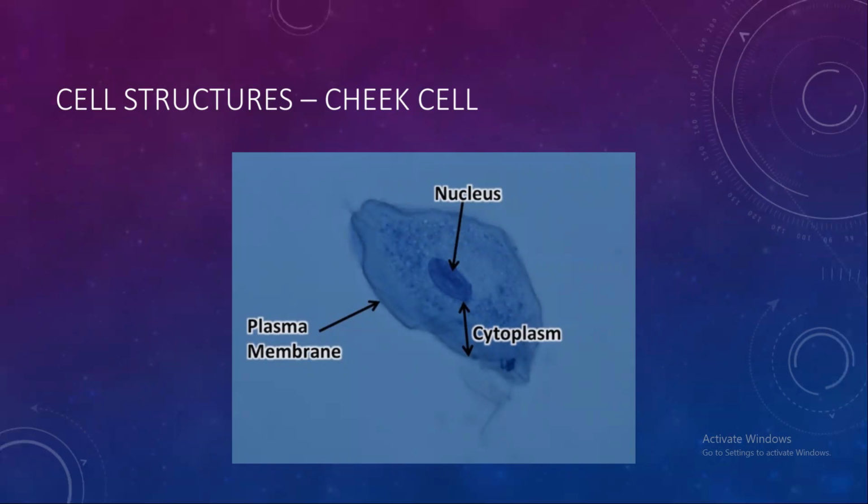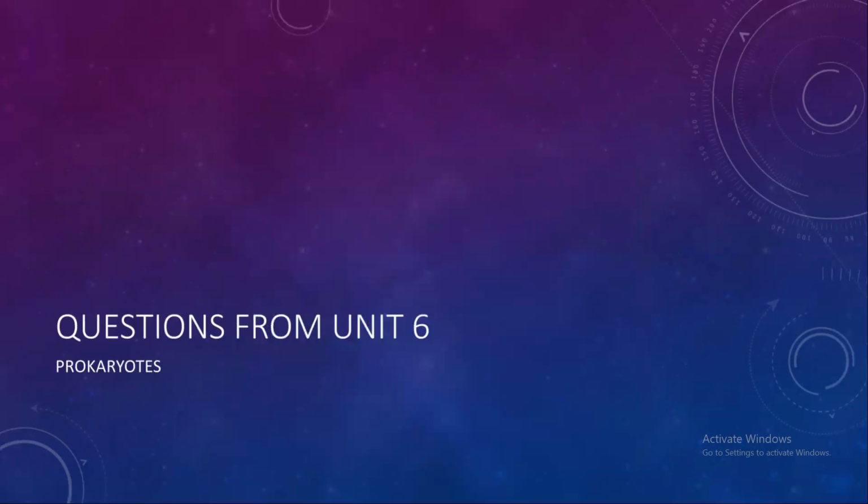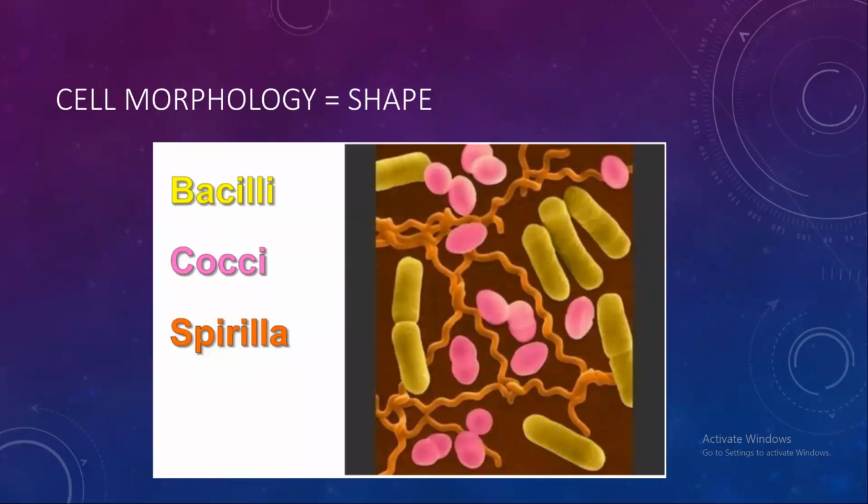So moving forward, for Unit 6, prokaryotes. A lot of people miss questions related to morphology. Remember, morphology means shape. And so if I gave you a picture of a gram stain and I had said, identify the cell morphology and gram stain results, you should have been telling me either bacilli, cocci, or spirilla.